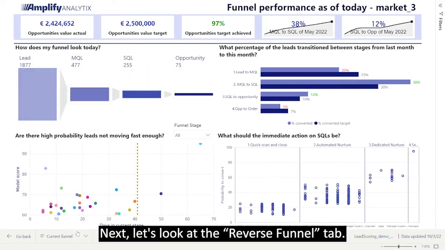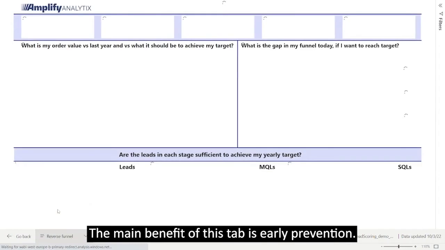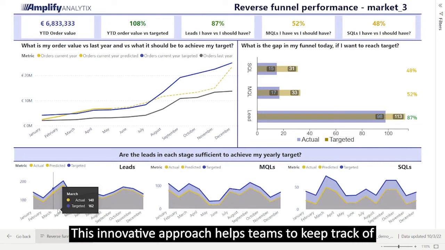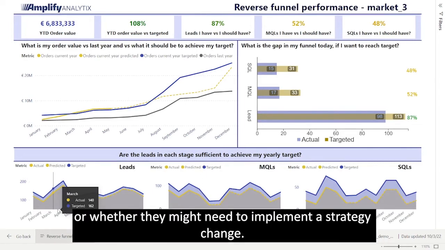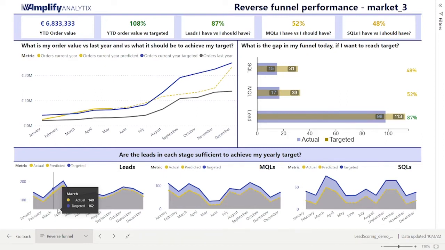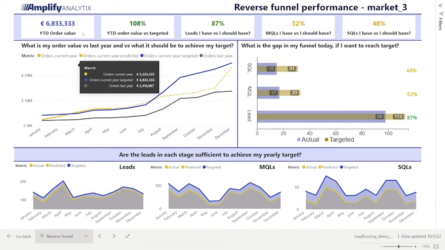Next, let's look at the reverse funnel tab. The main benefit of this tab is early prevention. This innovative approach helps teams to keep track of whether the sales funnel is in optimal health to keep converting, or whether they might need to implement a strategy change. We can answer the questions of: would we be able to achieve our targets? Are we better off compared to last year? Where's the clutter in the funnel?